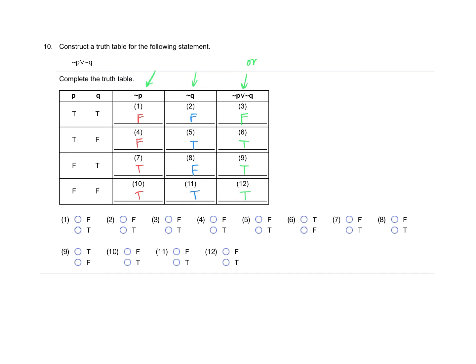All right, so let's fill in all the circles. 1 is false, 2 is false, 3 is false, 4 is false, 5 is true, 6 is true, 7 is true, 8 is false, and 9 is true. 10, 11, and 12 are all true. And that would be the truth table.